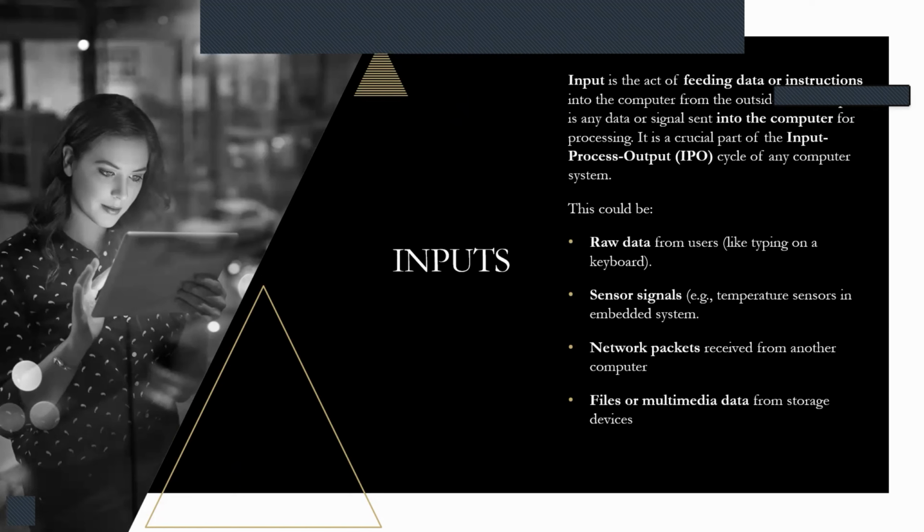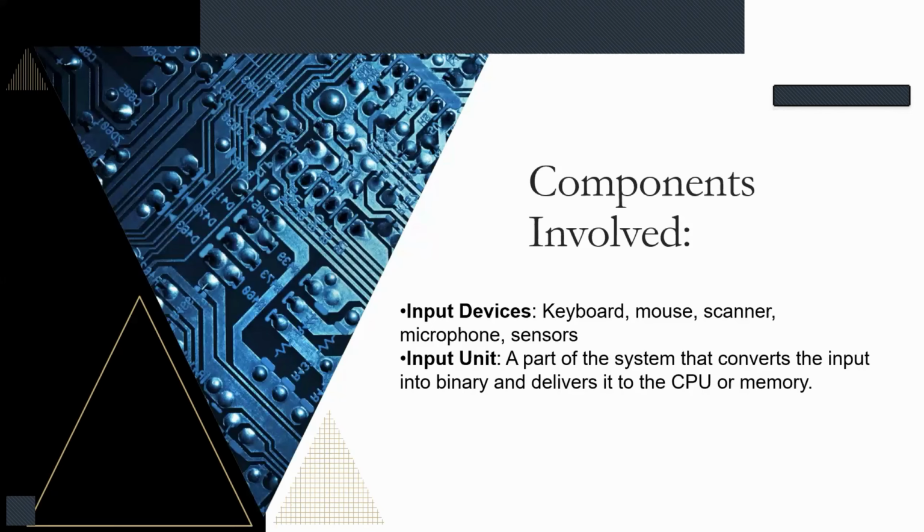The following are the things we can input into the computer system, and they include raw data from users, sensor signals, network packets, file or multimedia data. Components involved in input: the first one is the input device, which helps us to feed the computer with data, and they include the keyboard, mouse, scanner, microphone, and the sensors.